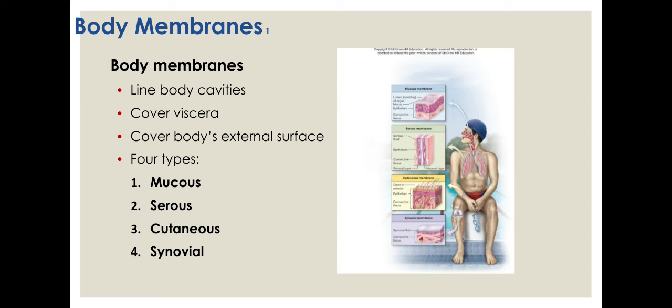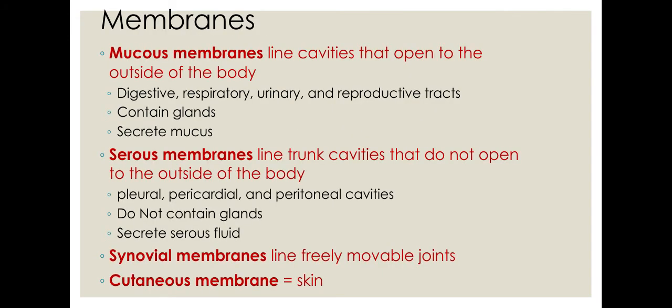Okay, so as we talk about tissues, we've got the different types. Now we're going to sort of move into, where are we finding this stuff and what does it do? So we know that we find tissue in our body membranes. It's going to line the body cavities, cover the viscera or the organs, cover the external surface. And we've got four types of membranes. We've got mucous membrane, serous membrane, cutaneous membrane, and synovial membranes. So let's dive into what those words mean.